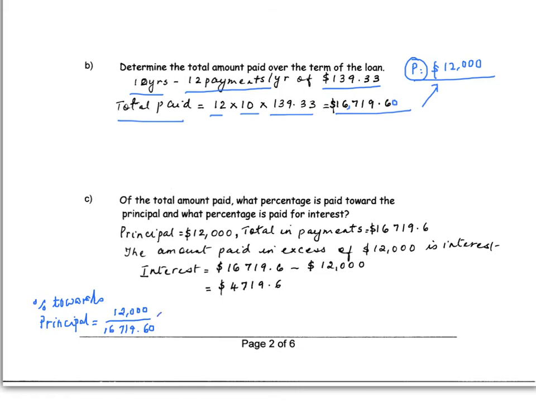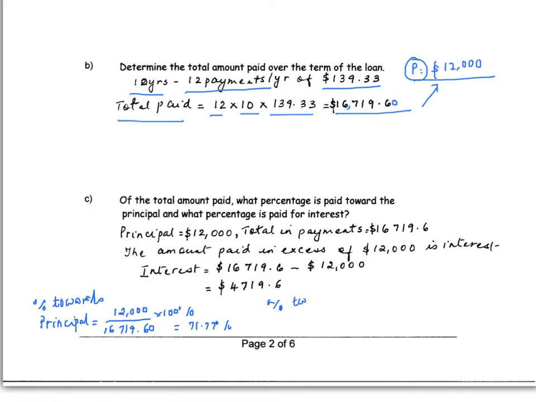But now we want to convert that to a percent. So that would be times 100%, which gives us, if you use your calculator, 71.77%. So 71.77% of the total amount that we paid goes towards the principal. Now the rest of the amount that we paid must go towards the interest. So we don't have to recalculate. We just have to subtract the percentage of the amount that we paid towards the principal.